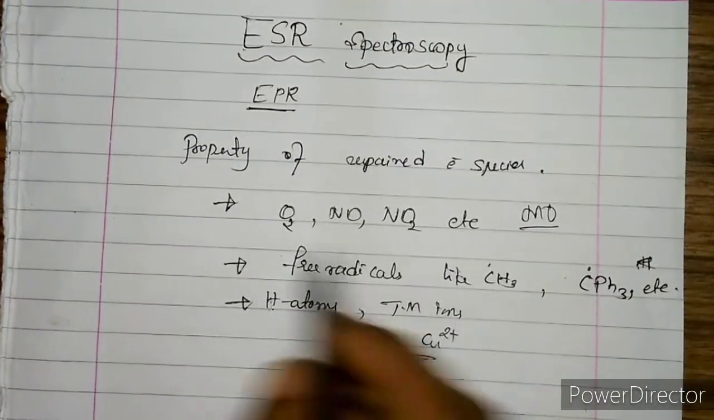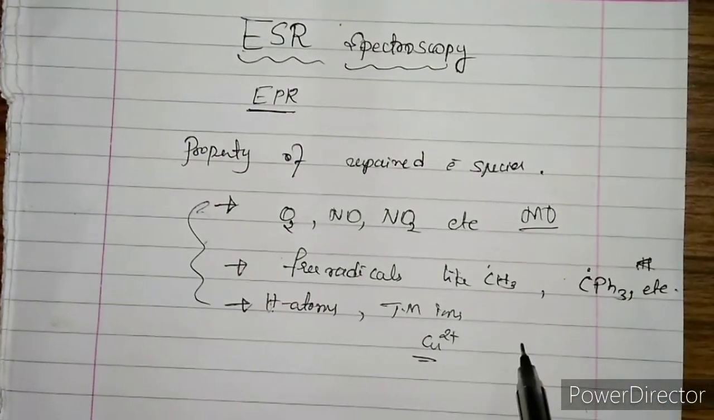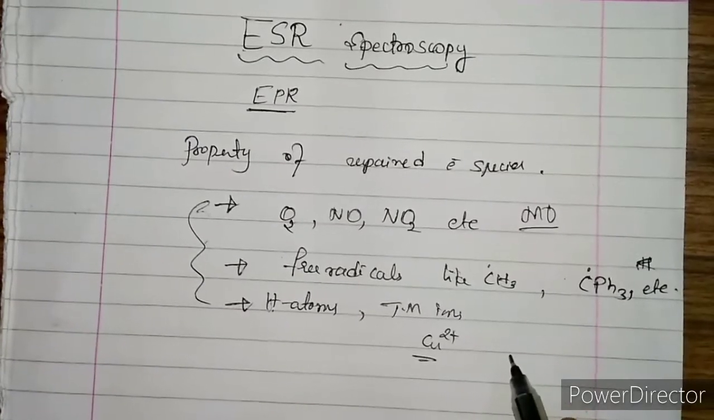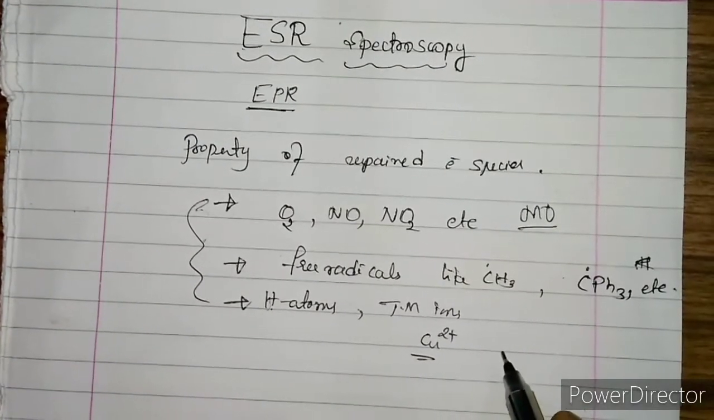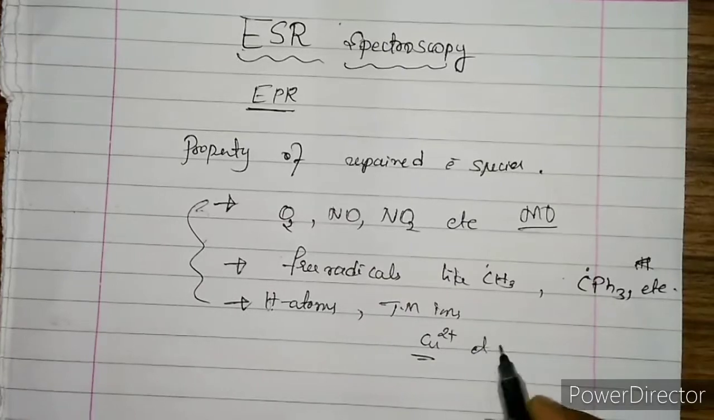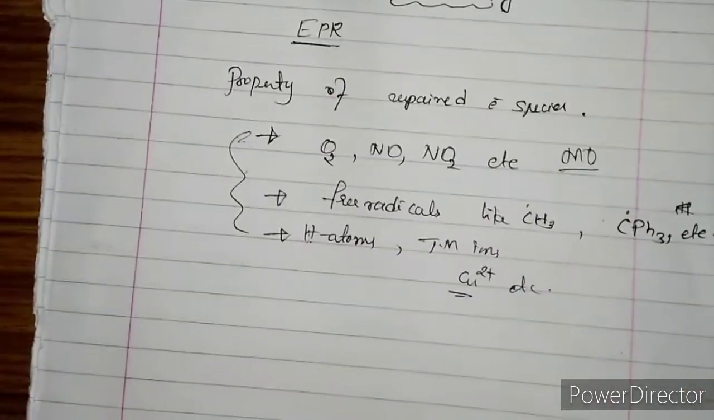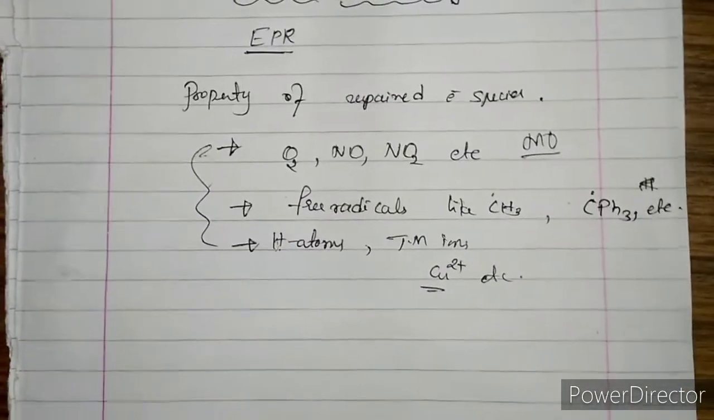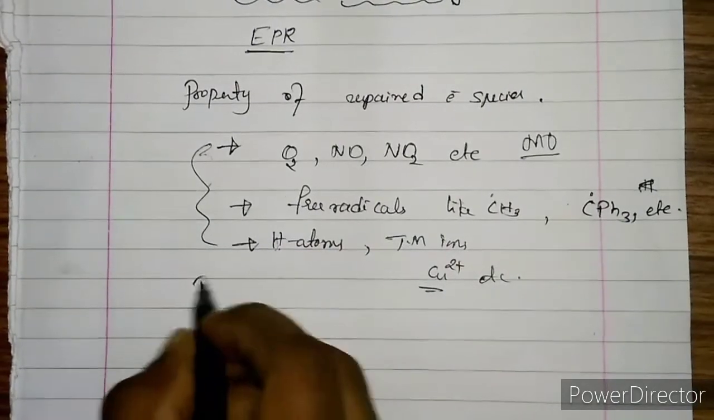So these are the species that can show ESR spectroscopy, while if the molecule contains paired electrons, then they do not show ESR spectroscopy. Now we will understand the principle of ESR spectroscopy.